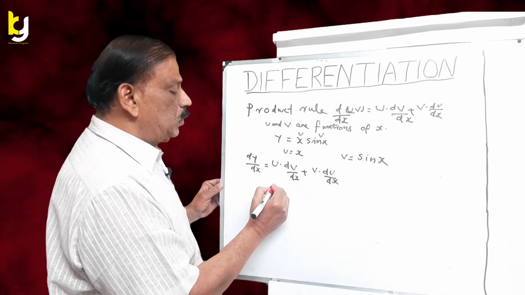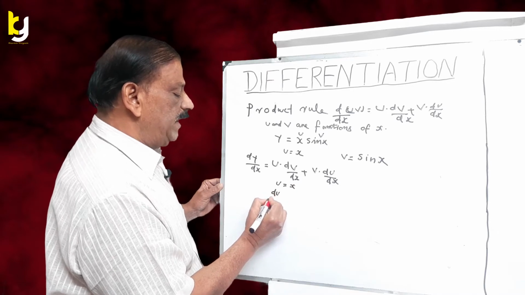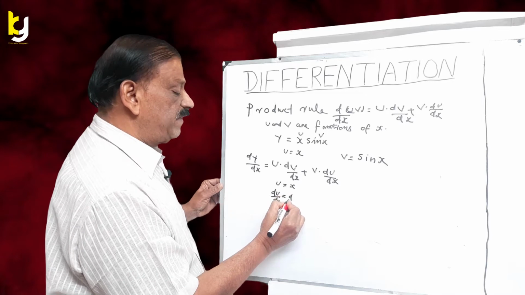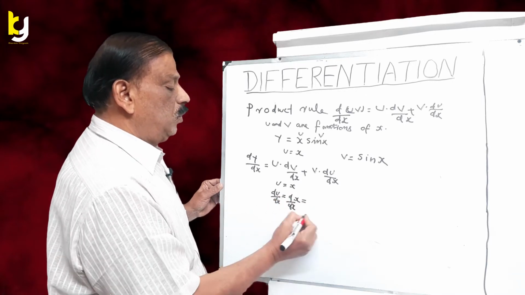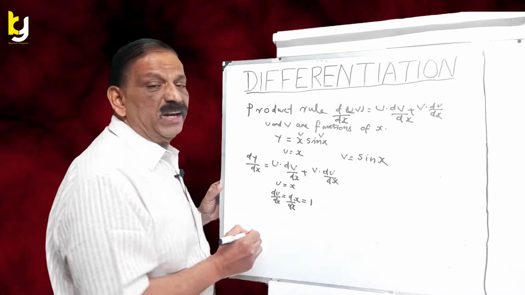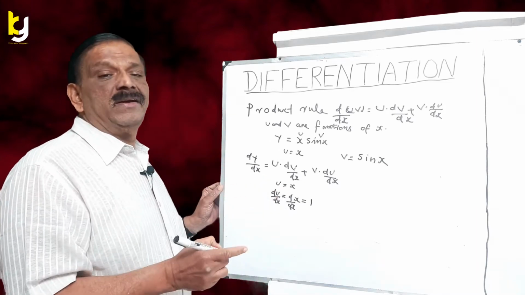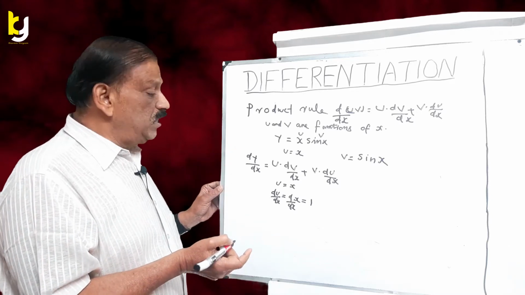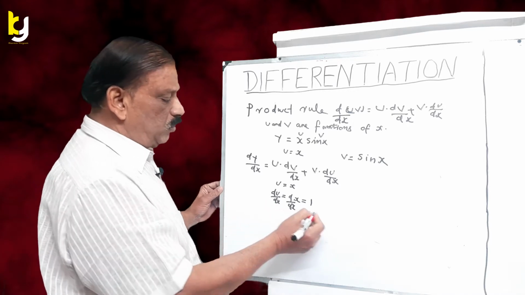We know u is equal to x. Therefore du by dx equal to d by dx of x, which equals 1. We know d by dx of x raised to n equal to n x raised to n minus 1. So d by dx of x is d by dx of x raised to 1, that is 1 into x raised to 1 minus 1, that is 1 into 1, that is 1. d by dx of x equal to 1.